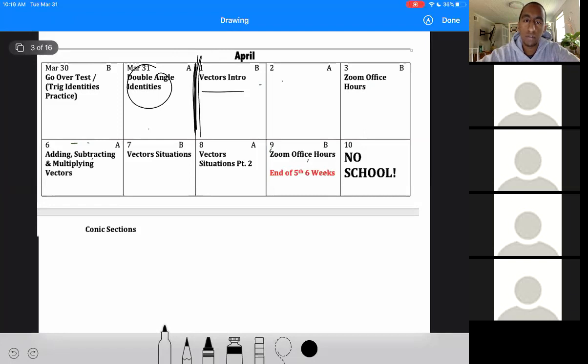And the bathroom passes, if you have them, you can use them for previous tests that are already in the grade book. What you can do is take a picture of your bathroom pass or your tickets, whatever you want to use, then rip them up, take a picture of them ripped up, tell me what you want it to be applied to, and send it to me, okay? So any questions about the calendar or anything like that? Today we're doing double angle, sum and difference. We'll start a new unit on vectors.